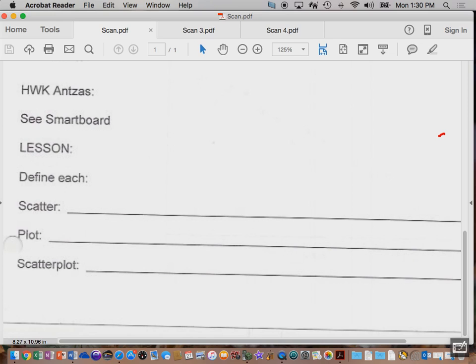And then to plot, one sense of plot means to design or scheme or something like that. But another sense of plot mathematically means to put it on a graph. So a scatter plot takes things that are spread out, dispersed, and puts them on a graph. Good, very good.